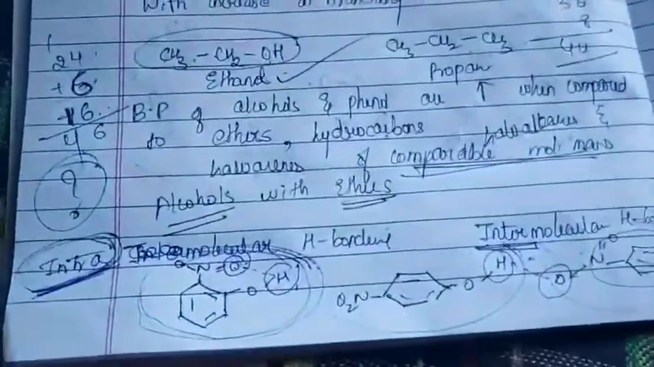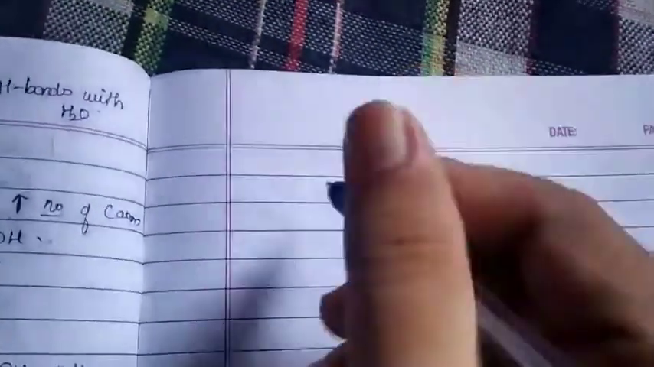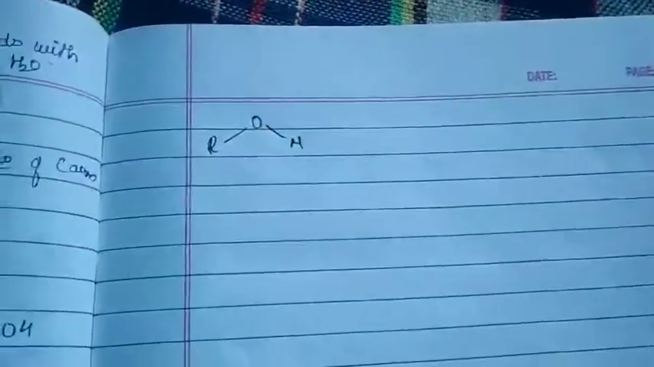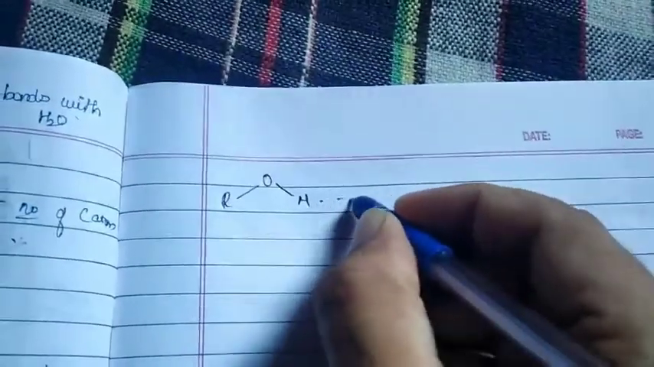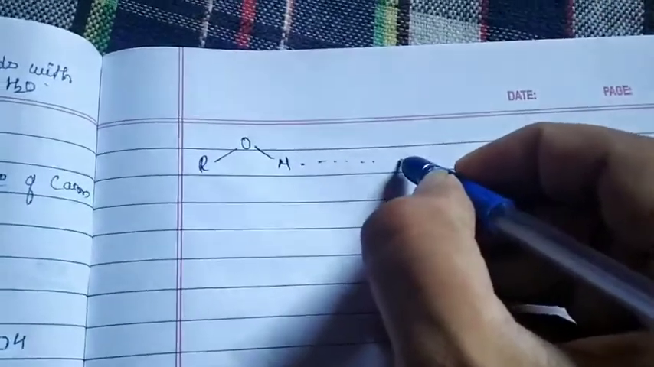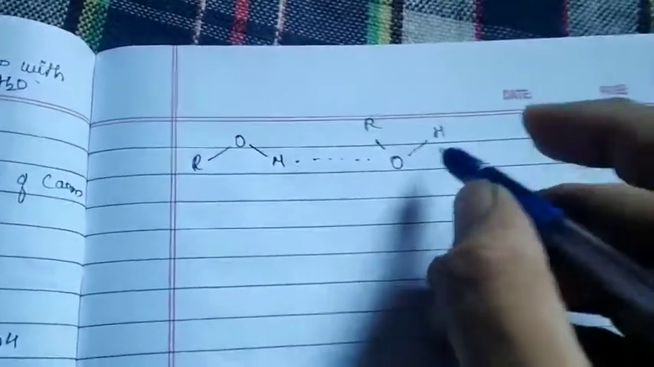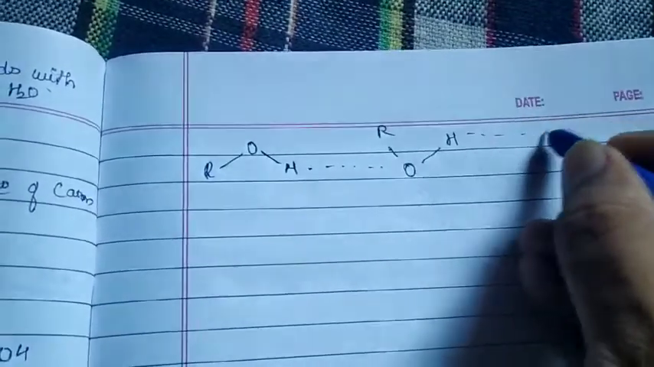Why I said this? When I am observing the structure of my alcohols, in a common way if I write R O H, yes, what I am observing is that we are seeing intermolecular hydrogen bonding. You can just see how they are bonding.